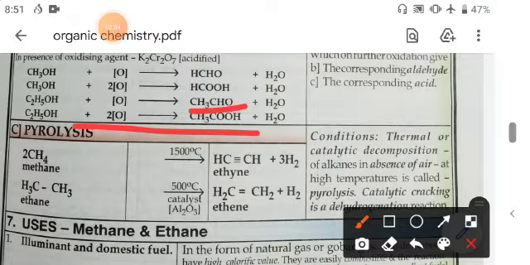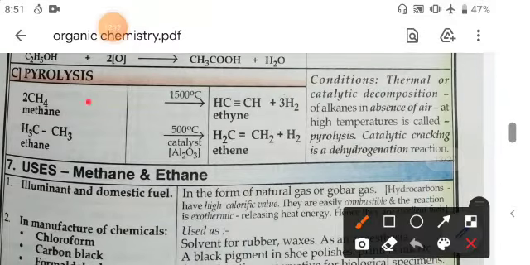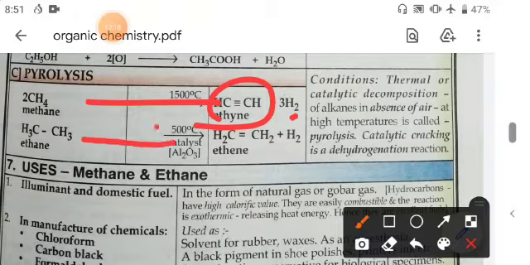Now pyrolysis. At high temperature, methane gives an unsaturated compound, ethene, and hydrogen is released, and ethane gives ethene.